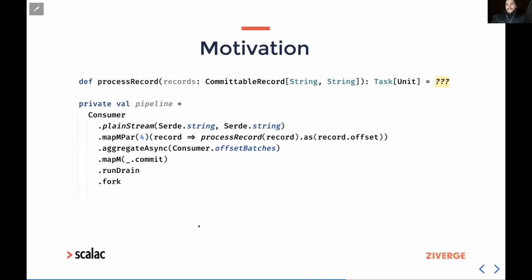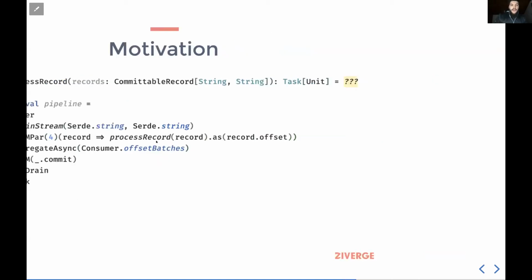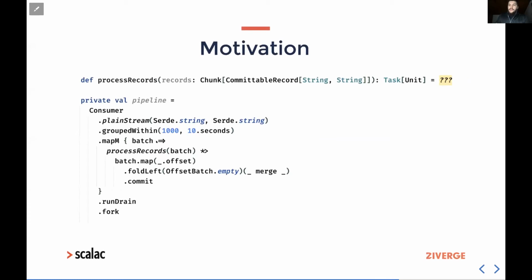And here's a motivating example of the ZIO Kafka API that demonstrates basically how easy it is to parallelize your stream processing by using the mapPar operator that receives the level of parallelism here and receives an effectful function that will be applied to every element in our stream. And here is another example that shows how easy it is to group elements up to a given timeout or a given batch size, and the rest of the code is pretty much the same.